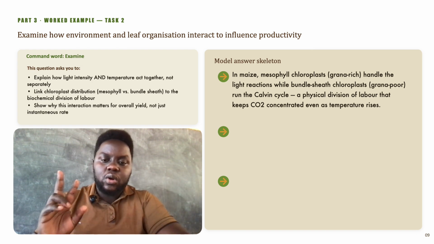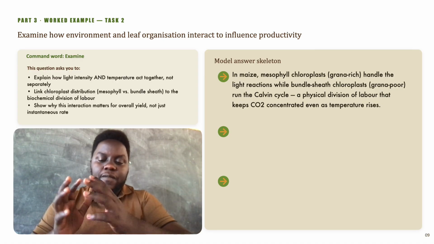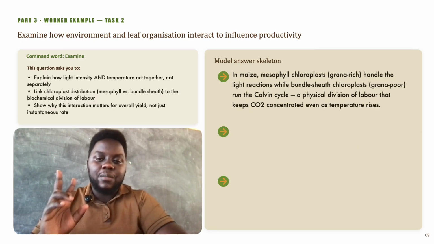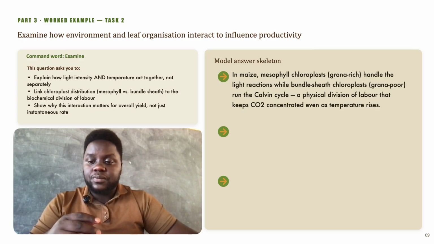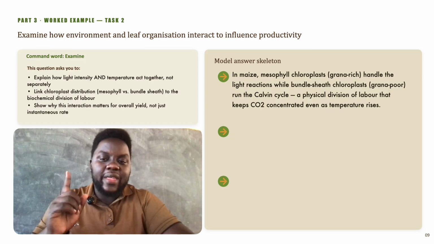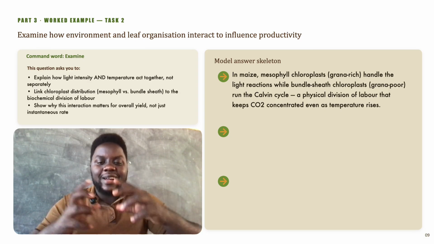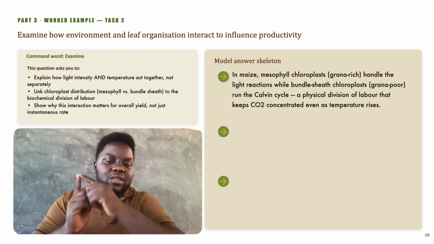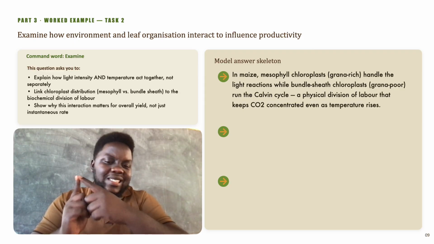In maize, the two chloroplast types aren't identical, because we said in maize we have two types of chloroplasts. These chloroplasts that are found in maize are specialized for different purposes. We have the mesophyll, which are grana-rich, meaning they have very many thylakoid membranes. And remember, it is in the grana where the light-dependent reactions happen. Now, this is where light is going to be converted into ATP and NADPH. Pay attention to that. The bundle sheath chloroplasts, in contrast, are grana-poor, meaning they are not built for light-dependent reactions.